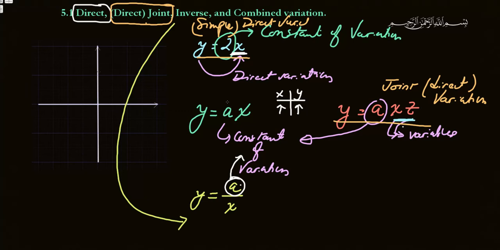So to speak, if a is positive, right? But in this case, the relationship is inverse, right? Like this. If a is positive, right? So this is an example of inverse variation.